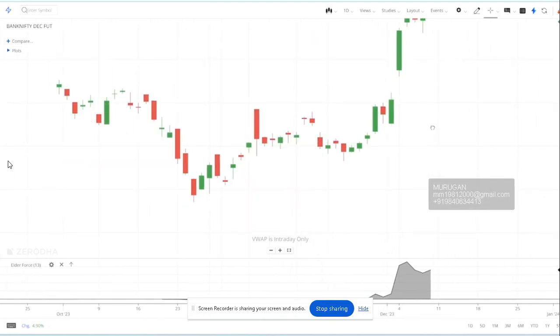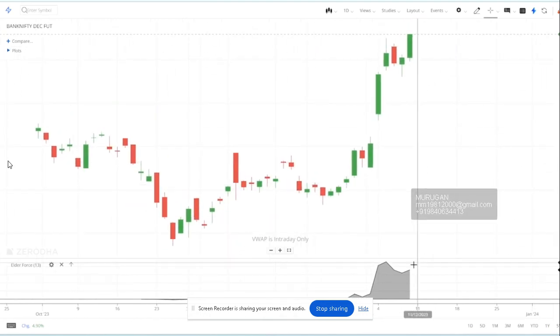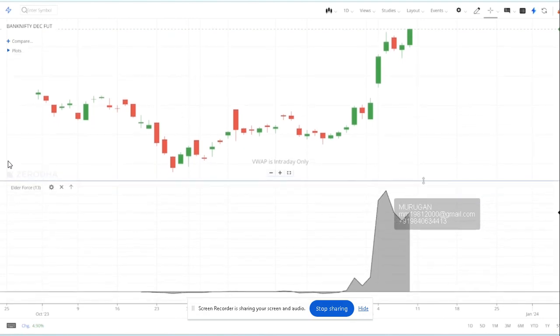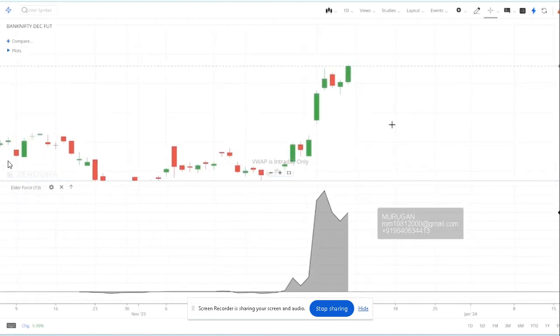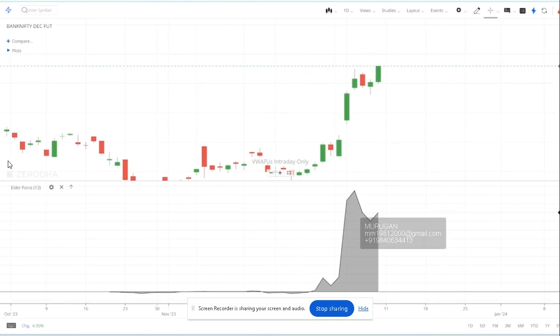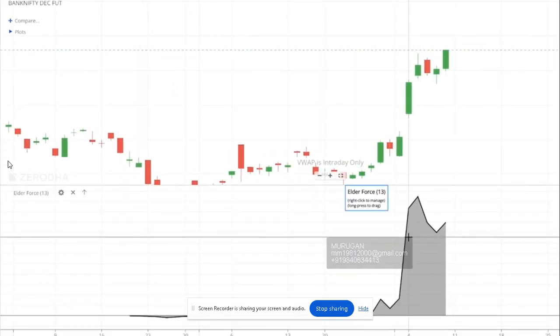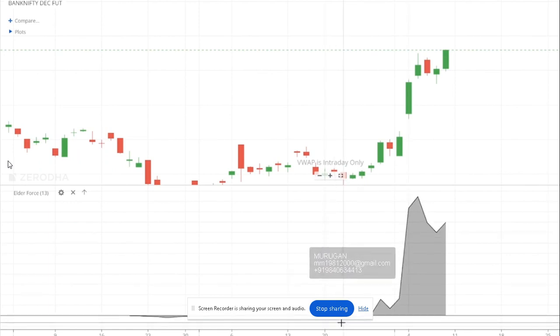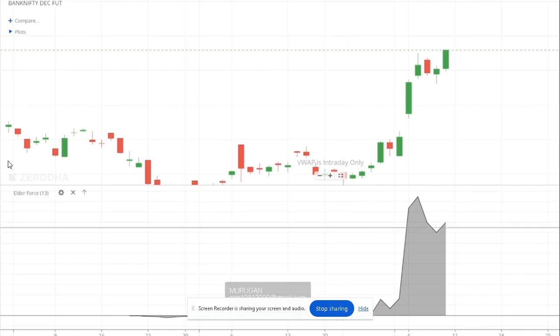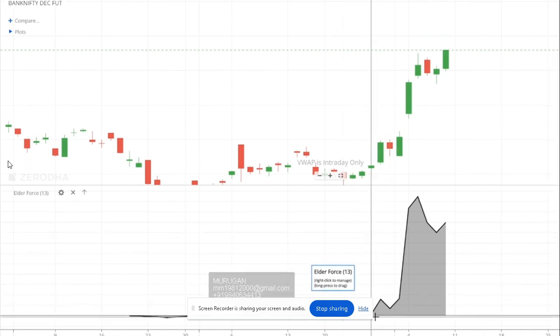Okay, now here, I'll tell you, this is very simple. There is a flat line. The shadow is coming above the flat line or sometimes below the flat line. Above the flat line, the market is bullish. Below the flat line, the market is bearish. Now you see, here it has come above the flat line.